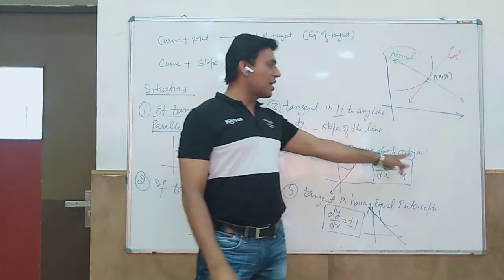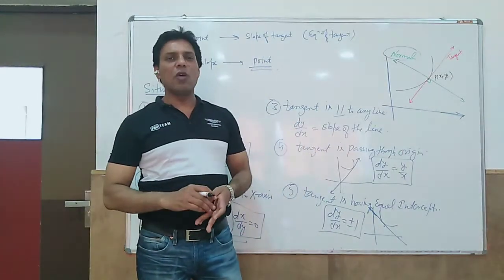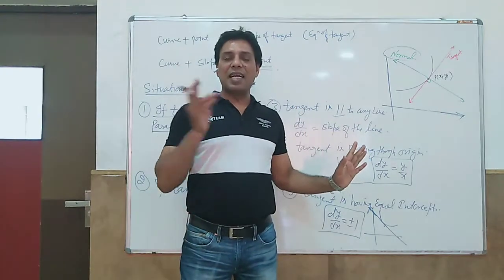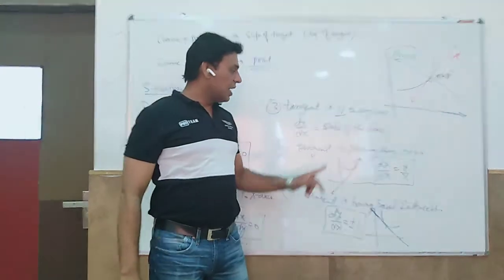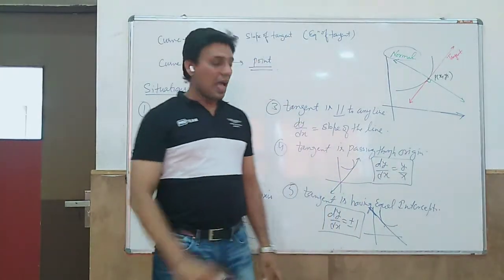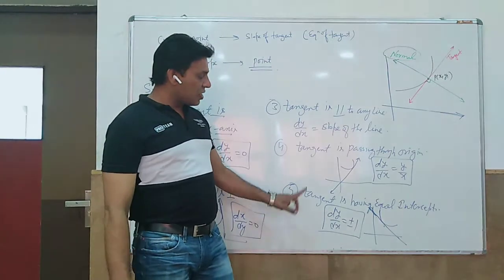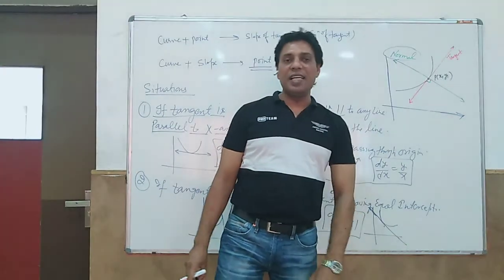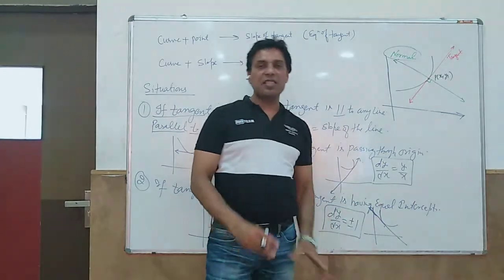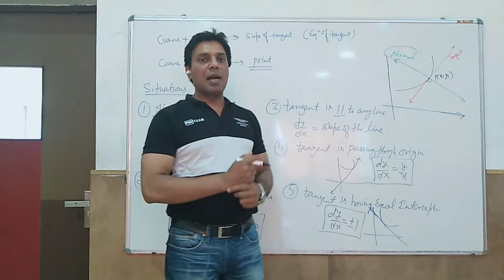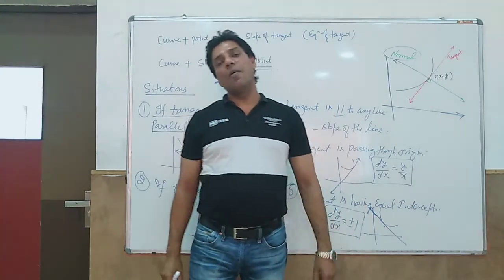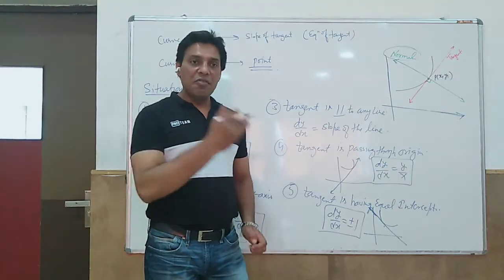Now if the tangent is passing through the origin, there are a few questions in which it is given to find the point where the tangent passes through the origin. In that situation you have to put dy upon dx equal to y upon x. And in the last situation, if the tangent makes equal intercepts on the x-axis and y-axis, we can put dy upon dx as either 1 or -1, depending upon the further situation.